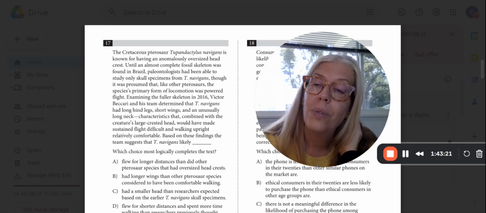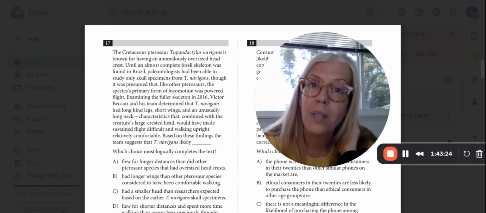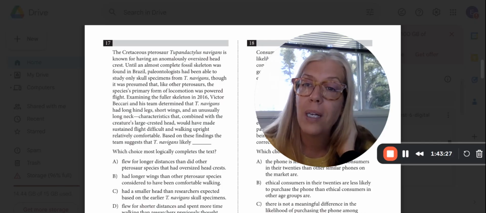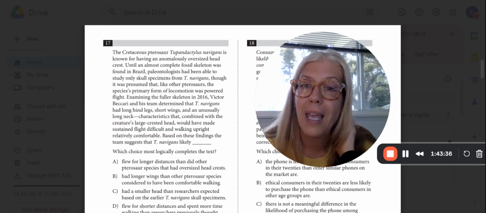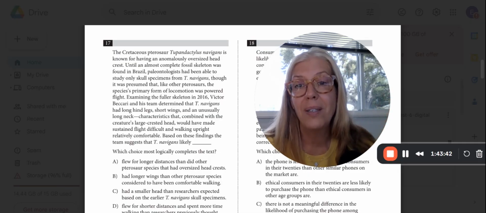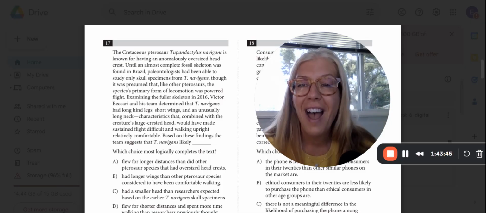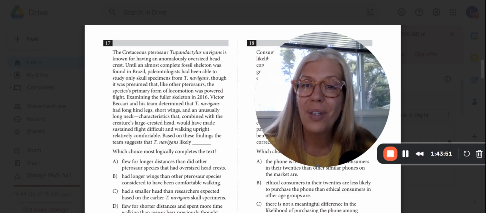Sometimes they have words that I don't know how to pronounce, and I'm going to read them in my head and not pronounce them out loud. I should go to the Jurassic Park movie and know how to say this, but I can't. The Cretaceous, whatever, is known for having an enormously oversized head crest. Okay, so this dinosaur has a big head. Until an almost complete fossil skeleton was found in Brazil. Are we shifting already? Paleontologists have been able to study only skull specimens from T. navigans. Oh, they shortened that guy.